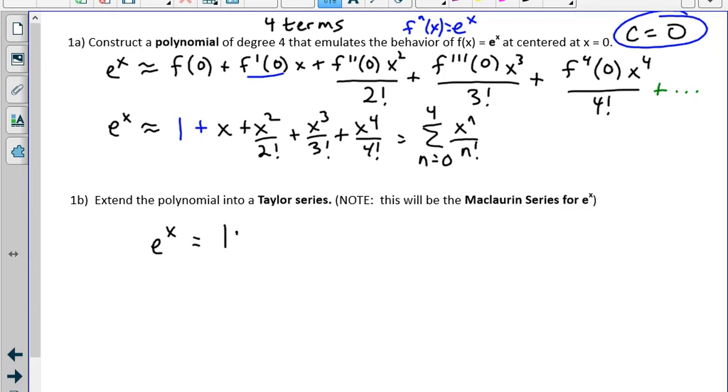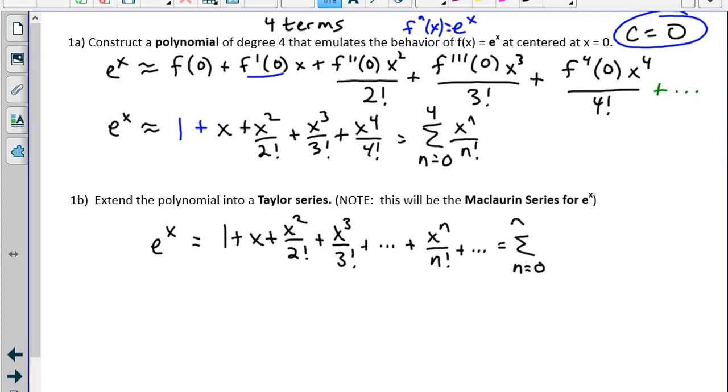So e to the x is 1 plus x squared over 2 factorial plus x cubed over 3 factorial plus all of these other terms, x to the n over n factorial. So that's the sum from n equals 0 to infinity of x to the n over n factorial. Note that this is the Maclaurin series for e to the x because the center is 0.